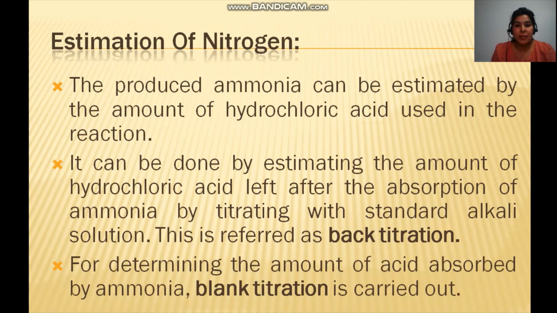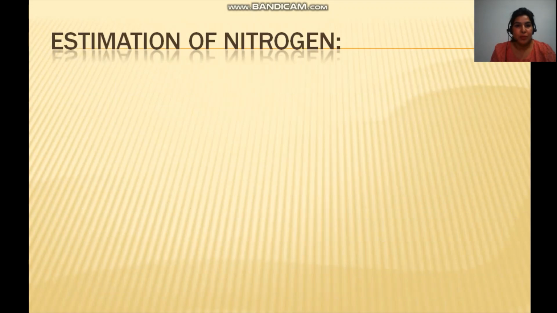And for determining the amount of acid absorbed by ammonia, we have to carry out a blank titration. Meaning what? When no ammonia is absorbed, the same quantity of acid we have to titrate with alkali. That is called blank titration. Now we have two volumes from the titration with NaOH: one is the blank titration volume and one is the back titration volume.